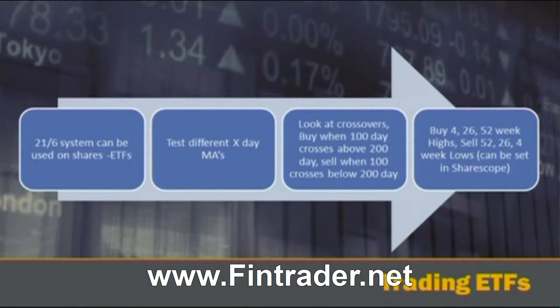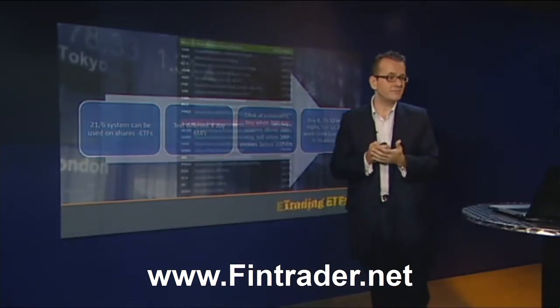We can also use things like ShareScope to filter out new highs and new lows. You know, we want to buy strength, we want to sell weakness. A 4-week high, which is roughly 20 days, 26-week high, or a 52-week high. And again, when I go into ShareScope, I'll show you how we do that.